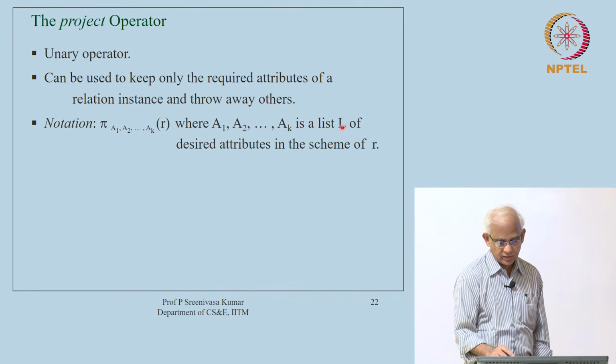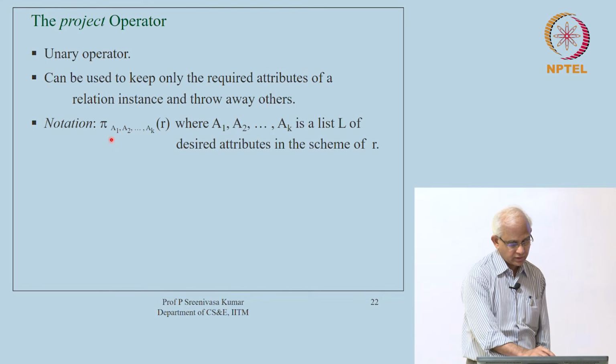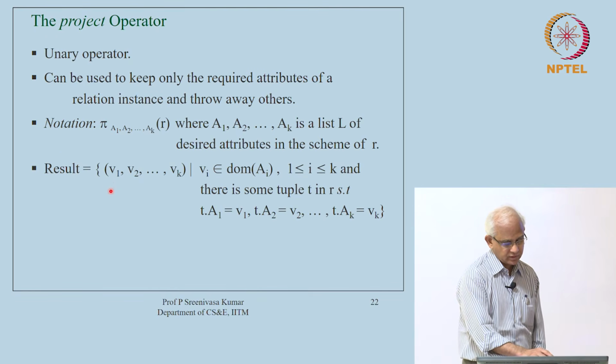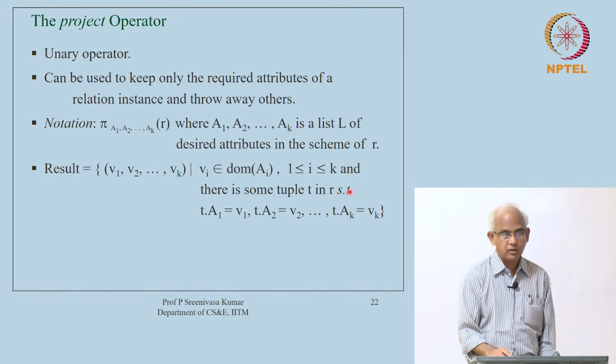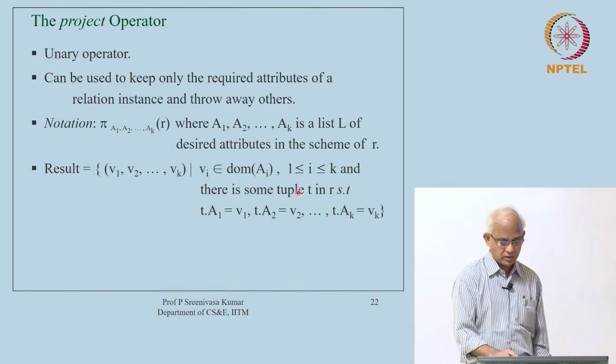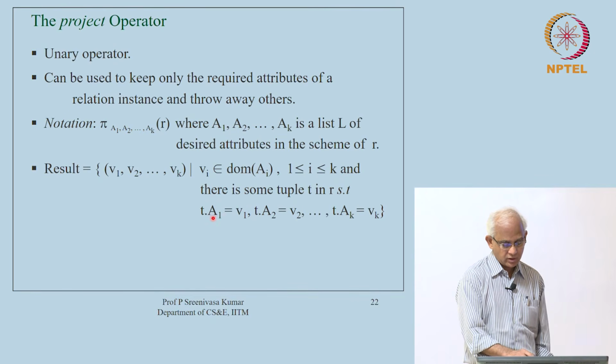So, this list L is the desired attributes in the scheme R, and exactly what is the result of this particular expression is given here. The result is the set of tuples V1 through Vk matching all this A1 through Ak such that Vi belongs to the domain of Ai, for each of this case, and there is some tuple T in R, such that T dot A1 is equal to V1, T dot A2 is equal to V2 and T dot Ak equal to Vk.